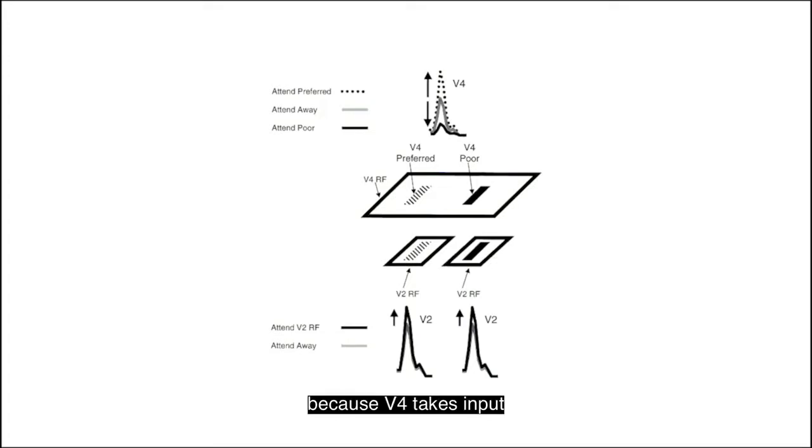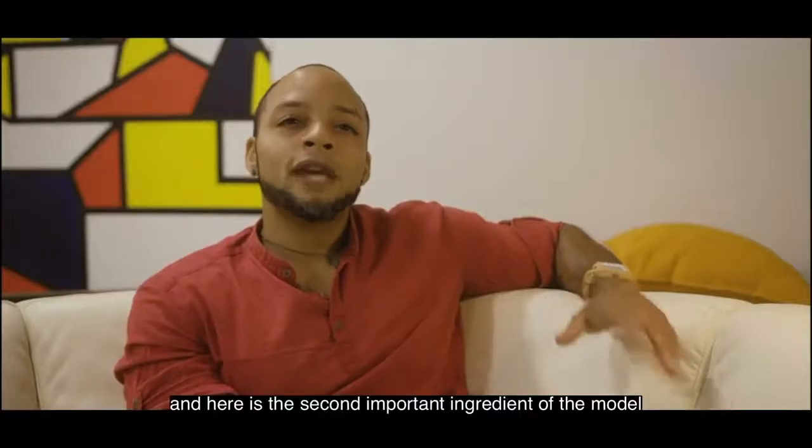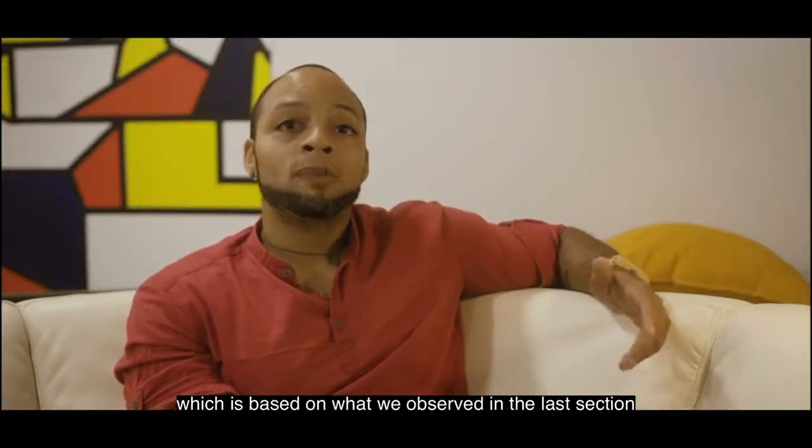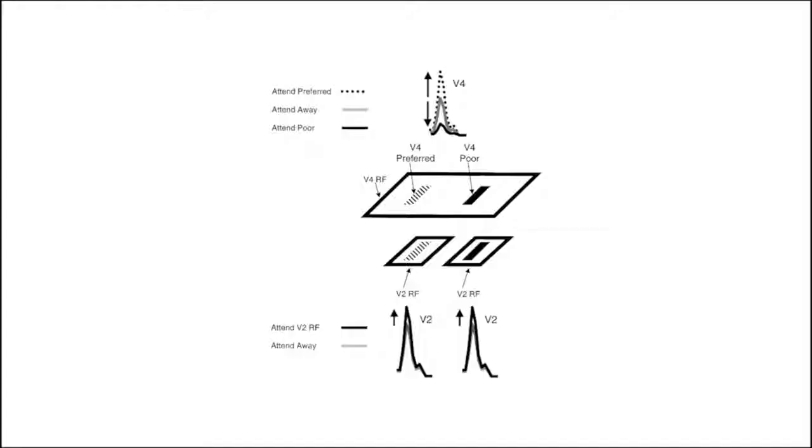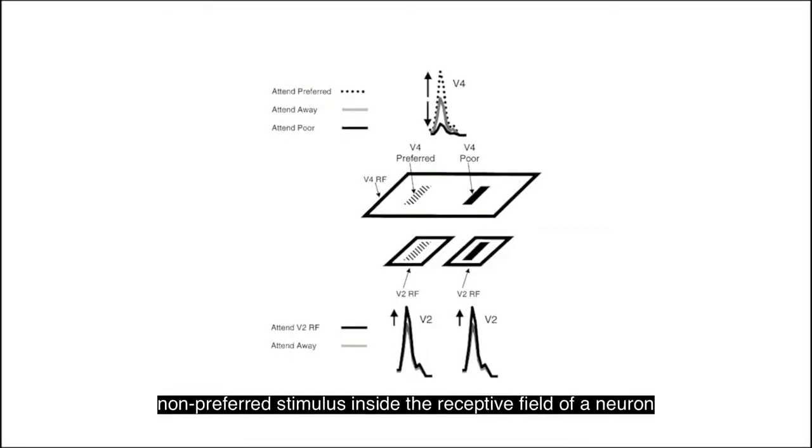Because V4 takes input from both of these two neurons effectively, we're putting both stimuli inside the receptive field of this V4 neuron. Now let's say this V4 neuron likes graded bars and dislikes fully dark bars. That is, it is tuned to color or luminance, such that graded bars are preferred, and fully dark black bars themselves are non-preferred, meaning they don't generate a lot of firing. And here's the second important ingredient of the model, which is based on what we observed in the last section.